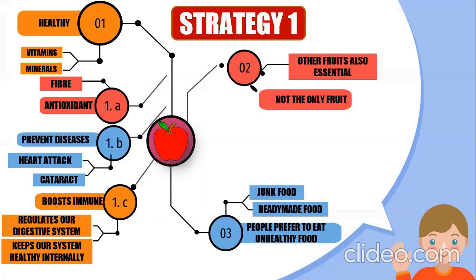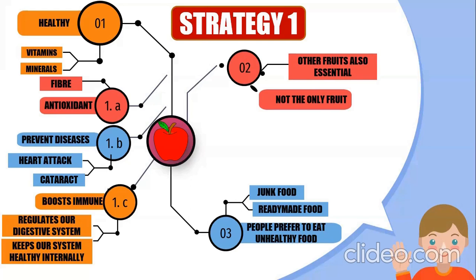Then the third point is that it is said that an apple a day keeps the doctor away, because nowadays people prefer to eat unhealthy food. They are more inclined towards junk food and ready-made food, and that is why they are not eating the healthy food that is so necessary for our body to build up our immune system. So that is why it is said that we should direct people towards healthy food, and thus the saying goes that an apple a day can keep the doctor away. So I have arranged my ideas systematically using the mind map technique.